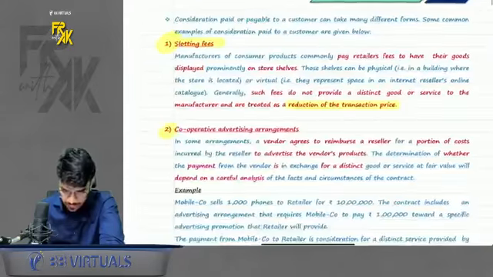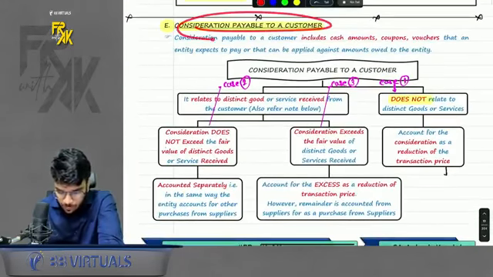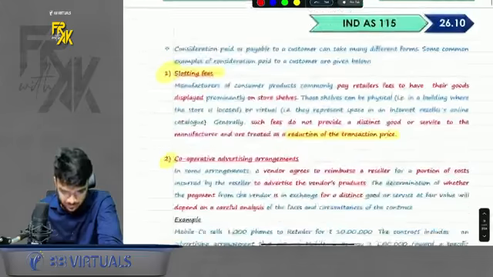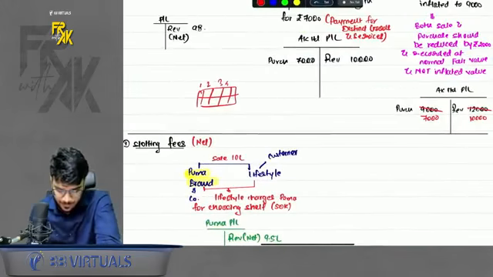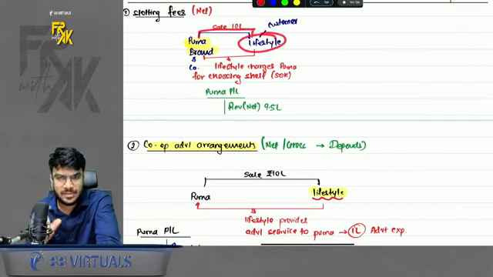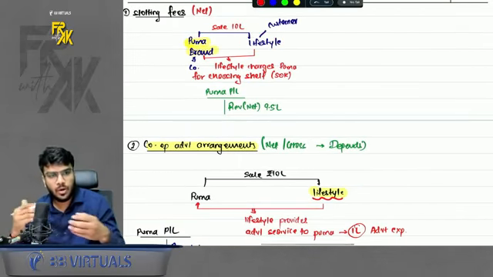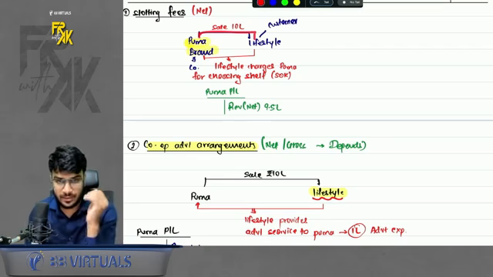Okay, the next part. In consideration payable to a customer, we have a few other cases also. One is slotting fees. What is the meaning of slotting fees? Please have a look at my example. Suppose you are Puma company. You make some sale to Lifestyle. Lifestyle is a brand where stock of multiple brands is available. So I make a sale to Lifestyle.